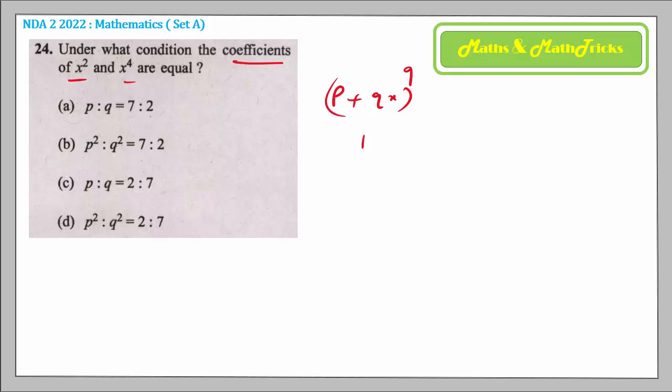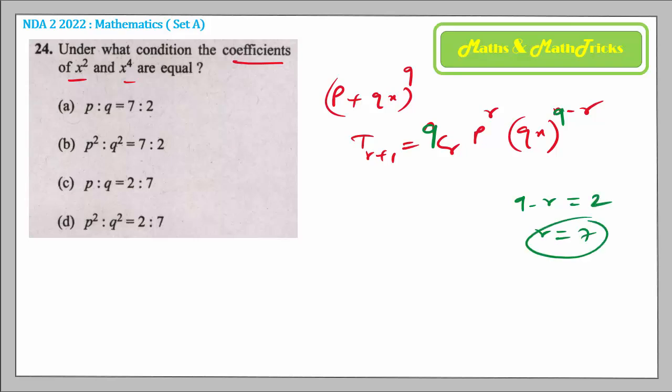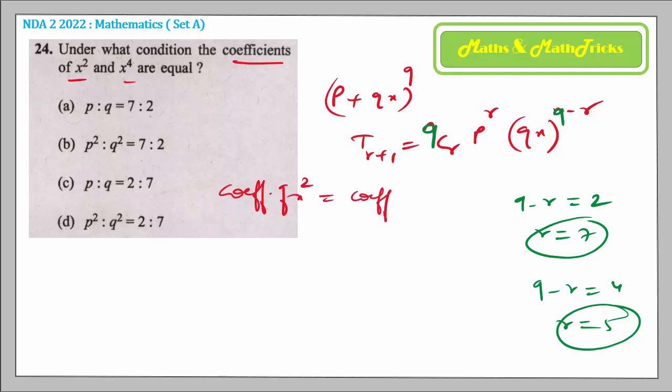So you remember the general term of this expansion. It was nCr p^(n-r) (qx)^r. Now the n value here is 9, isn't it? So you want r to be 2 for x^2, and accordingly 9 minus r will be 7, and when you want r to be 4, 9 minus r will be 5. So basically you now take the coefficients with those values. What do you get? The coefficient of x^2 is equal to the coefficient of x^4.